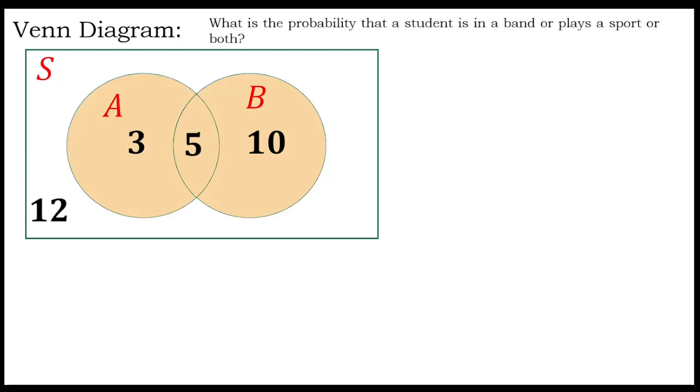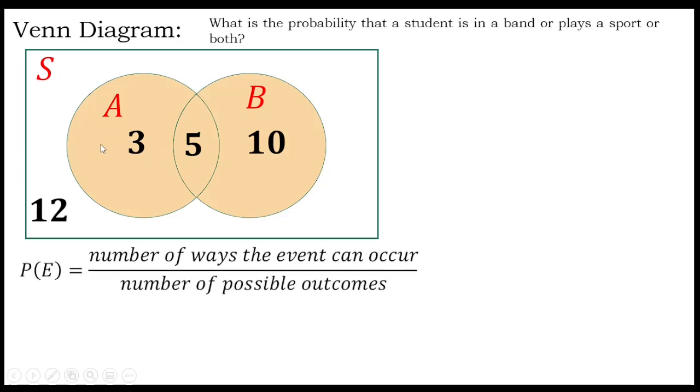Paano kukunin ang probability ng student na nasa band o kaya nasa sport o kaya nasa pareho? Okay? So, using the Venn diagram, all you have to do is to observe the first event and the second event. And then, anong gagawin mo? Add mo lang, tapos the number of ways the event can occur divided by the number of possible outcomes.